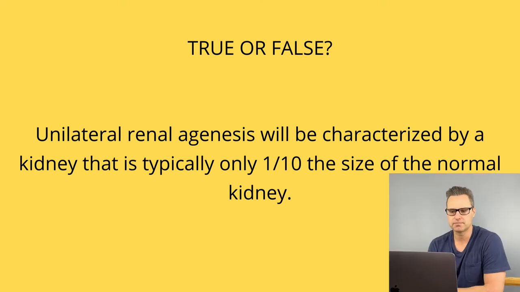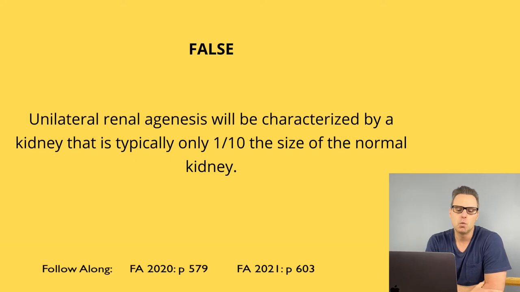All right, guys, what do you think? This is false. When the ureteric bud fails to develop and induce differentiation of the metanephric mesenchyme, we don't get a smaller kidney. We get a complete absence of both the kidney and the ureter. All right, next question, true or false, go.